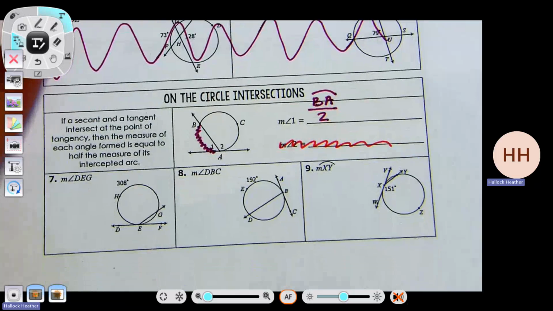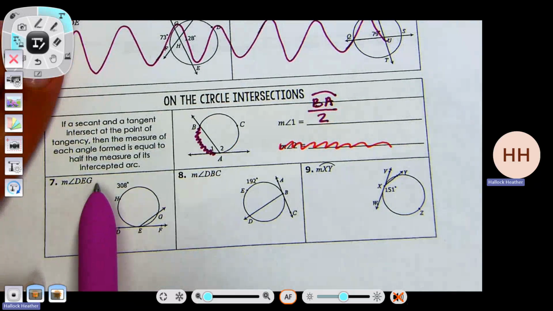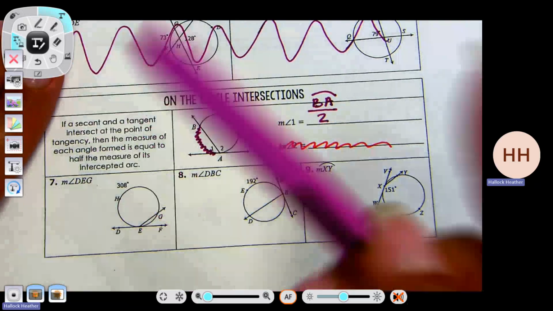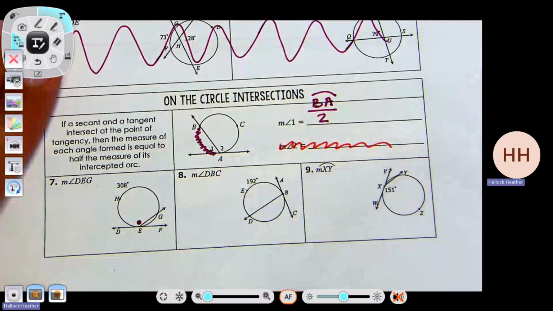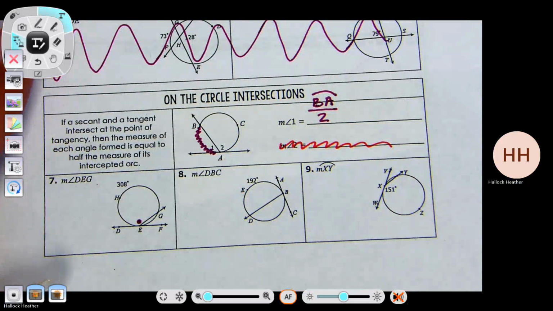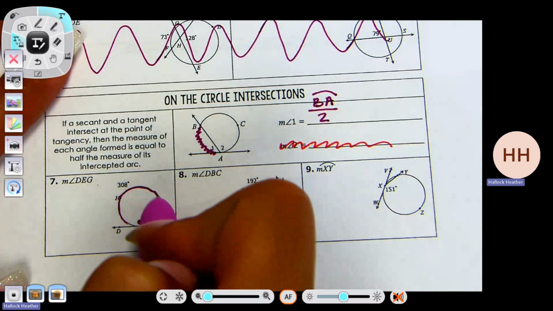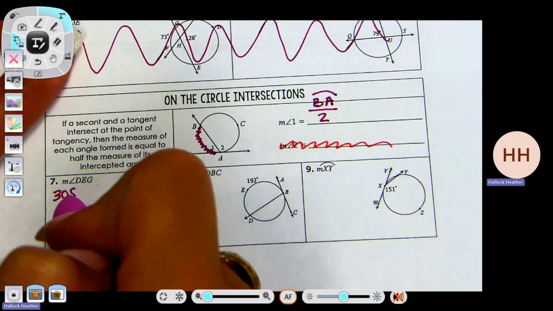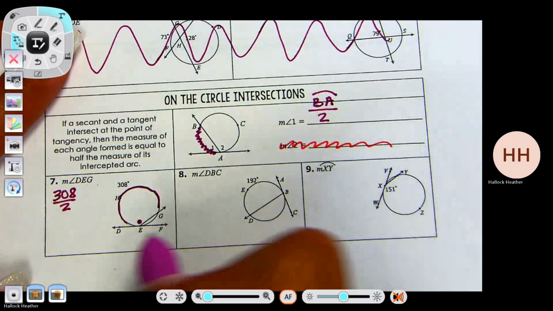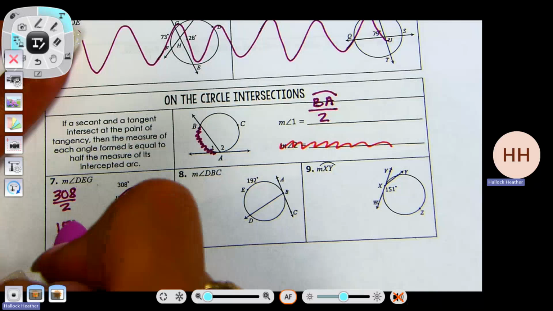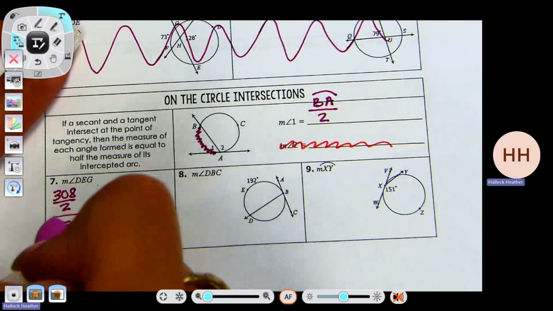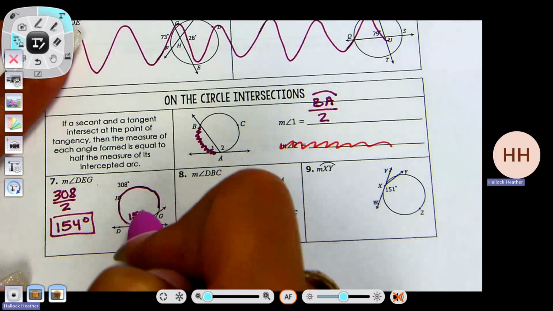So if I need to find the measure of DEG, DEG is nice because it's like this one. What am I going to do? Just divide by 2. I'm taking 308 because that's a whole arc. 308 divided by 2, what do I get? 154. So 154 is this obtuse angle in here.